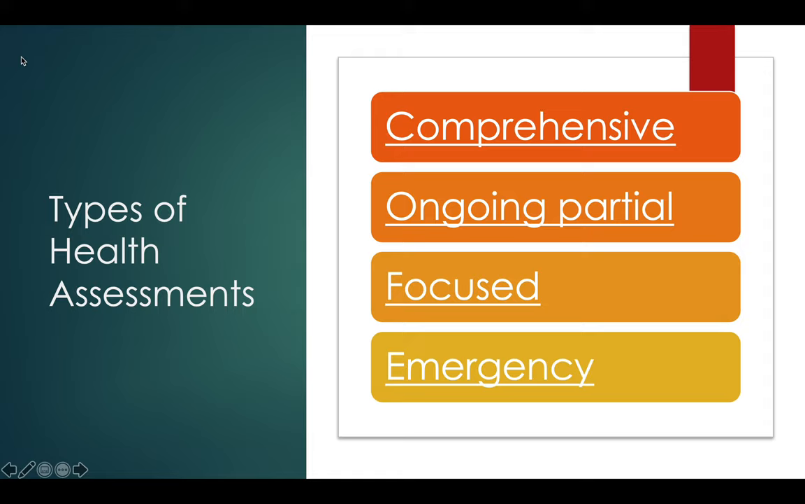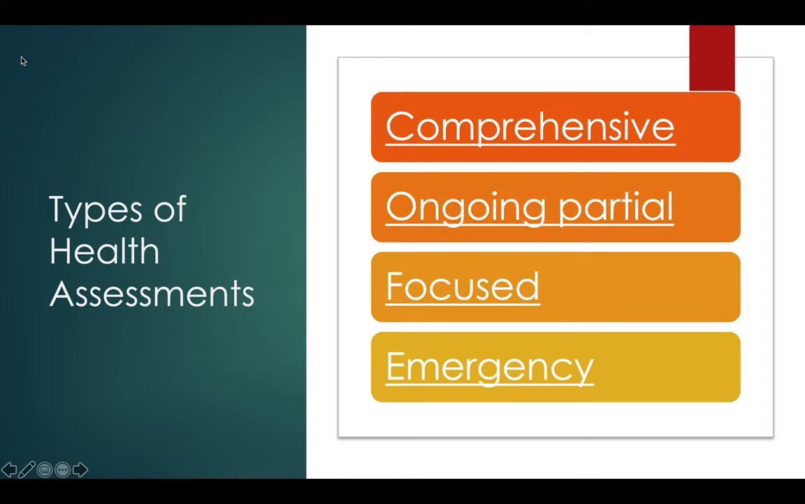So think about somebody that came in with pneumonia. You're going to do your regular comprehensive head-to-toe when they first come in, and then your ongoing partial is going to be more focused on their lungs and whether or not antibiotic therapy is effective. You'll be checking their O2 sats after respiratory therapy comes in, etc.